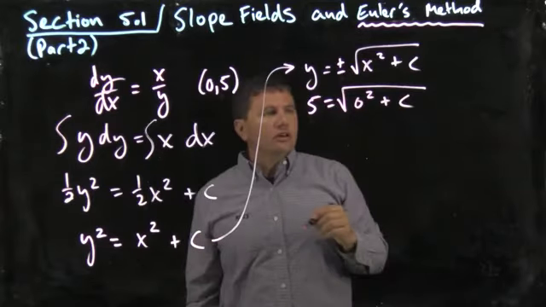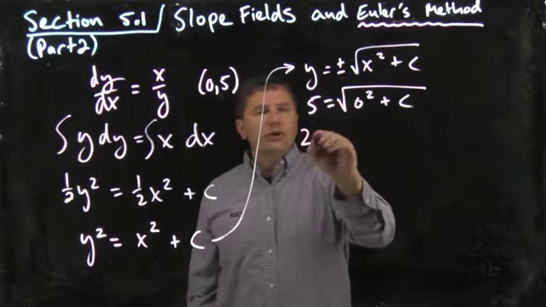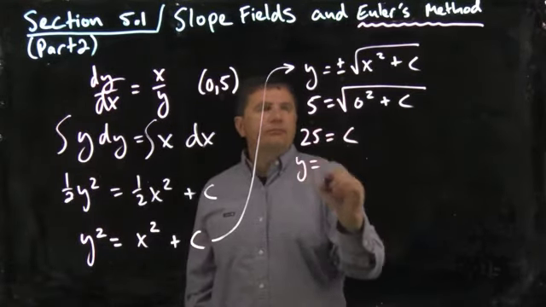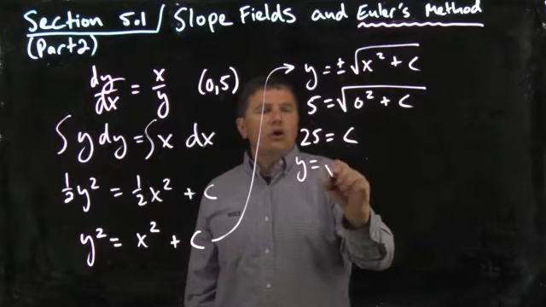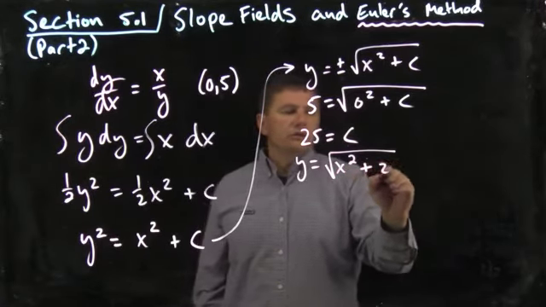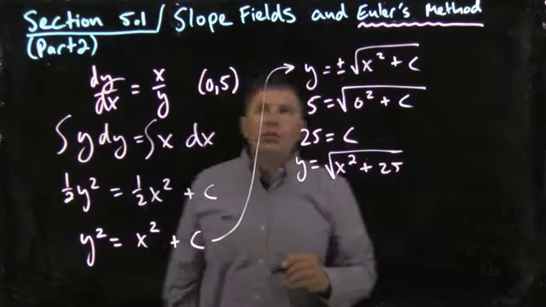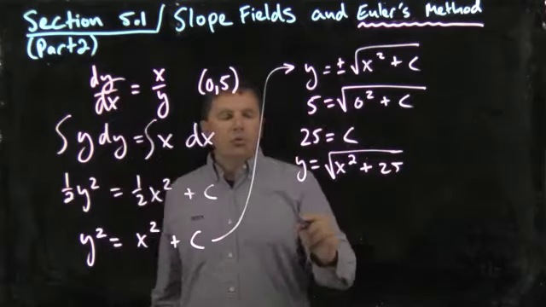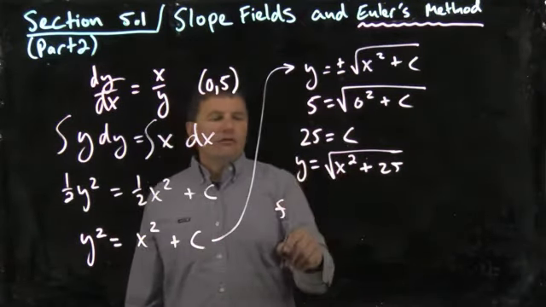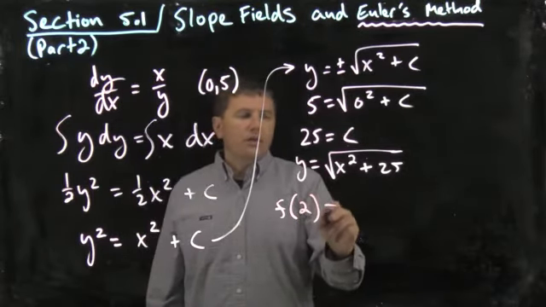0 squared plus c is c. Take the square root of that. We're going to square both sides, so we get 25 is equal to c, and then we plug it in. Okay, so this is our analytical solution equation, and it's pretty easy stuff. So let's say we wanted to find what our value is for f. So we could say y is equal to f of x for, let's say, 2. Well, that wouldn't be an issue.